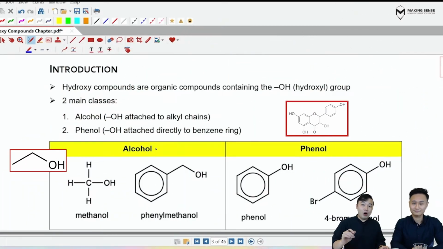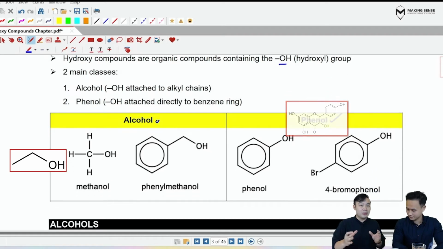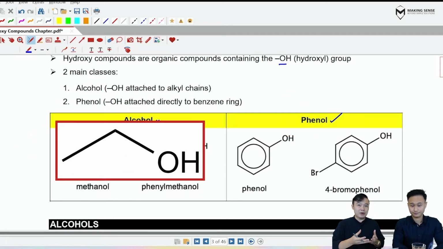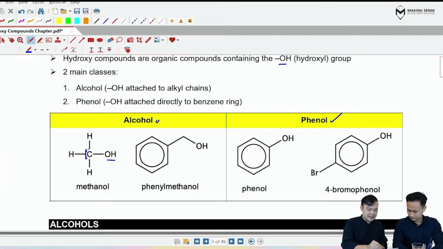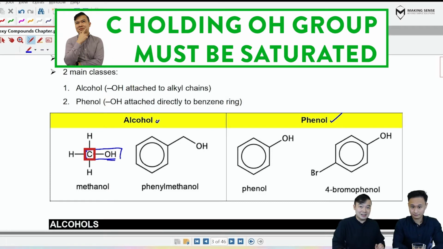We are looking out for organic molecules, specifically with this OH group over here, or in other words, we call this a hydroxyl group. In our syllabus, there are two functional groups that contain this OH group, first of which is called an alcohol, the second a phenol. Today's lesson, we're going to focus more on the alcohol part. And what is an alcohol? We are looking out for this OH directly bonded to a C, and this C must be a saturated carbon.